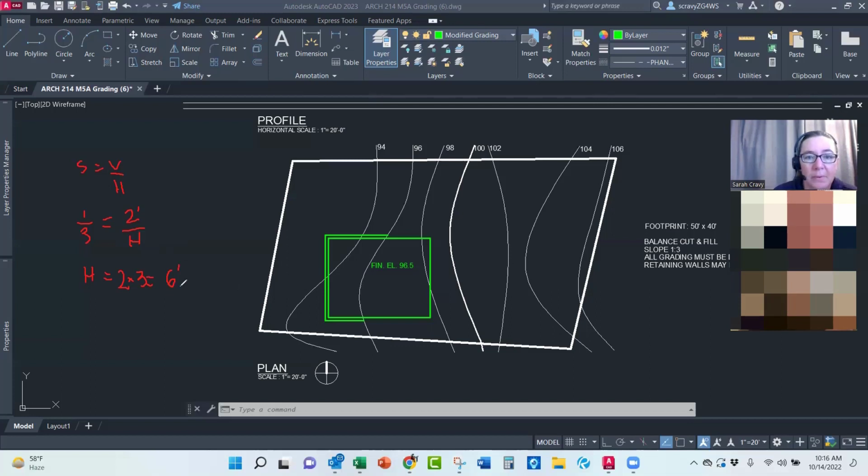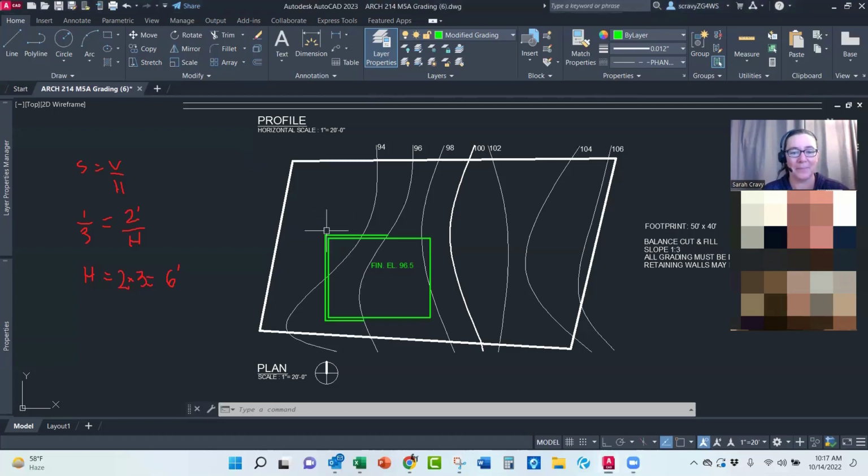So what do all these numbers mean? It means that the modified 94 contour line needs to be at least 6 feet away from the new modified 96 contour line in order to get that 1/3 slope, which is the steepest that we want. Here in AutoCAD, that's really easy to do.